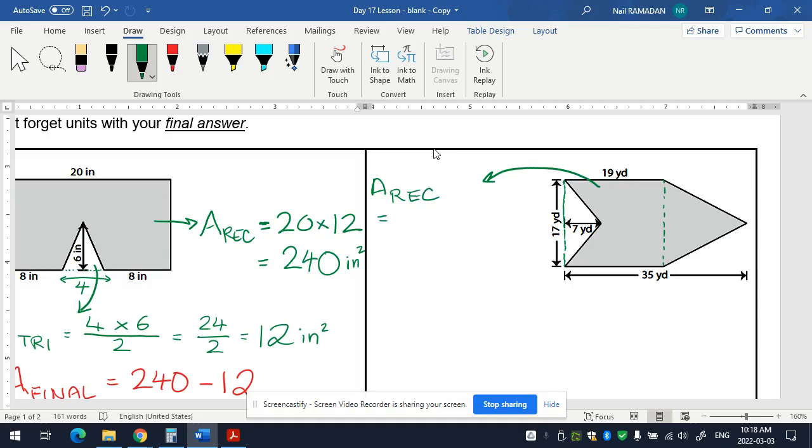How long is this? How long is this? 340 minus 17, 323 yards squared. Okay. How many triangles do I see here? Two, a gray one and a white one. I have to find both. Who would like to find the area of the gray triangle first? Christian, what's the base of it?